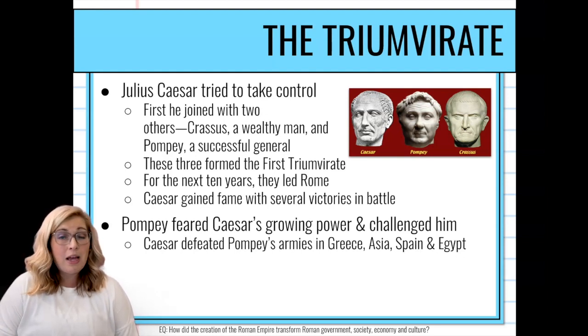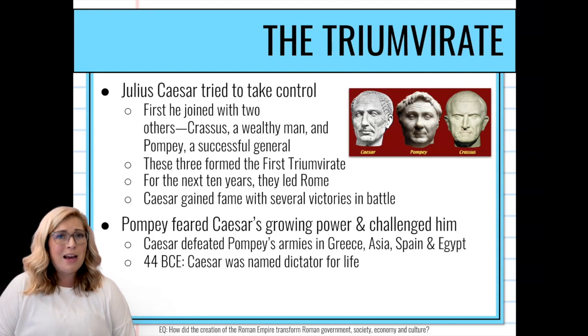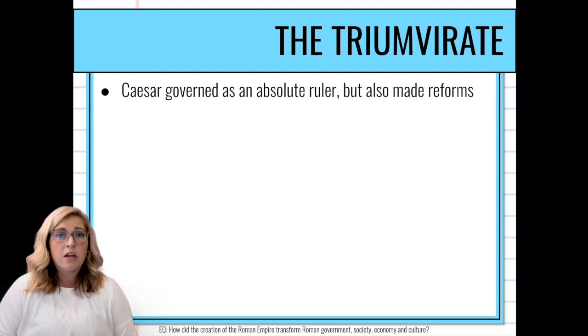The people liked him so much at the time, the Senate declares him dictator for life in 44 BCE. So, he returns home after defeating Pompey, and people are like, woohoo, we love him. But that ultimately kind of turns on him, which we'll talk about in a second. But once he is named dictator for life, he does govern as an absolute ruler, meaning he has 100% total control, or absolute control.